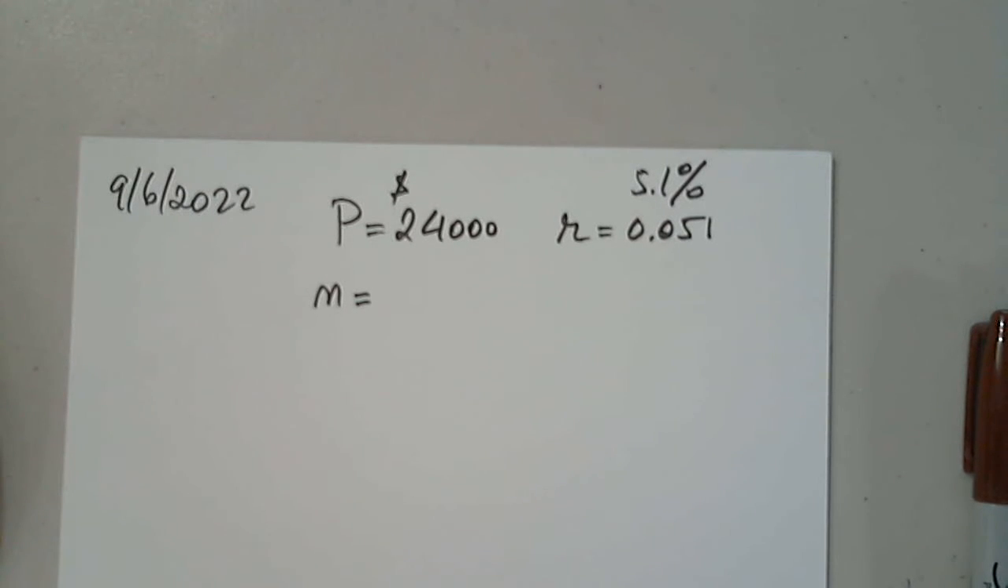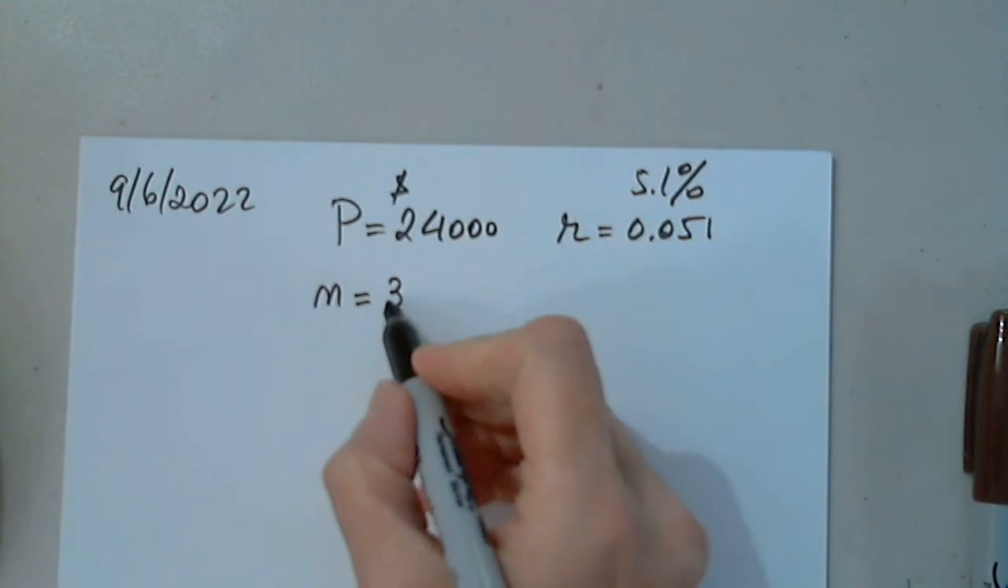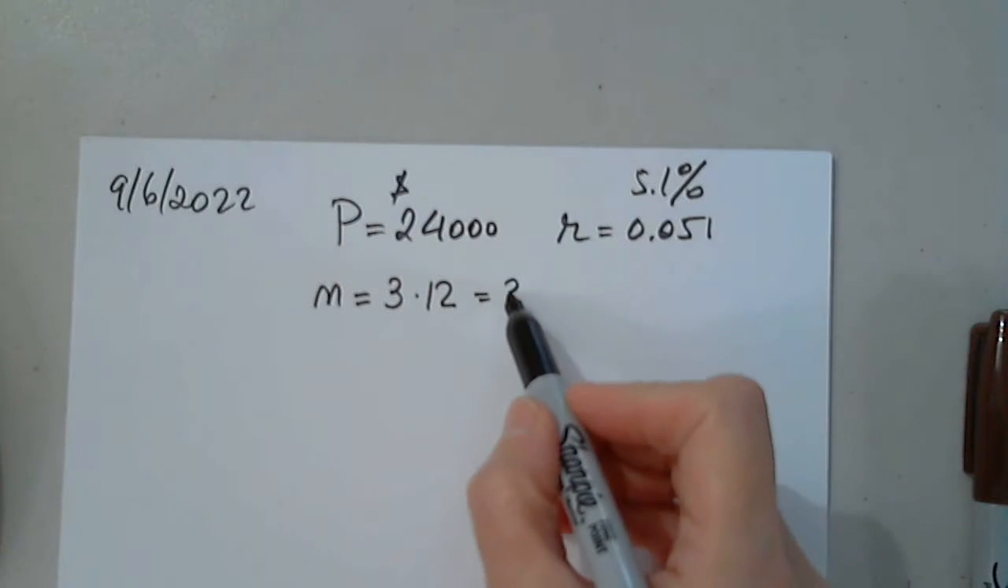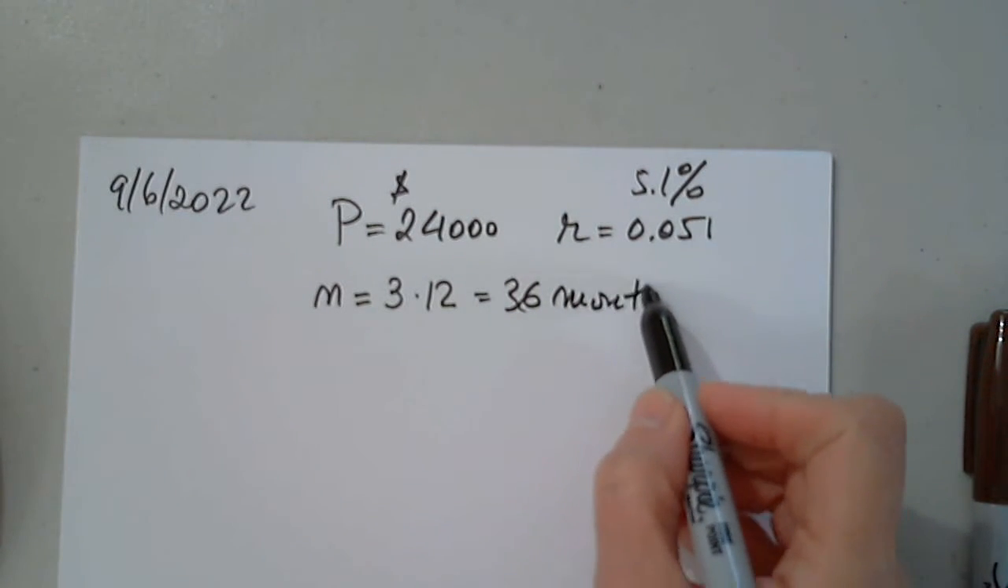Good. And how many months or years, basically? How many years do we want to keep the loan for? 3 years. Okay, so we want 3 years, so it has to be 3 times 12 because it's specified that n is number of months. So this is 36 months.